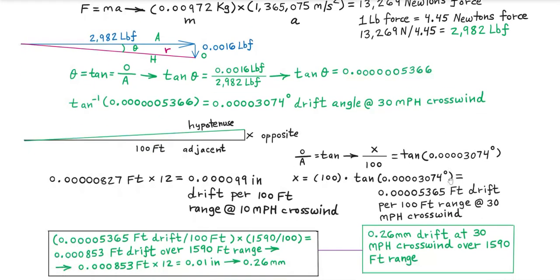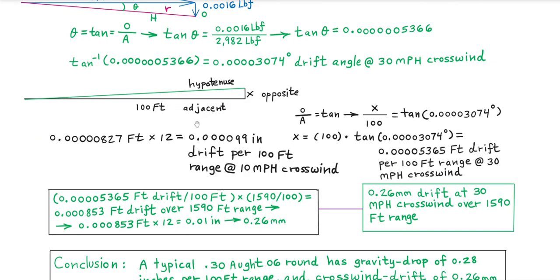So then we reapply this such that we have the crosswind identified on the west to east vector as we intended. We just limit 100 feet of range for the adjacent. The opposite is the crosswind drift with respect to the angle we calculated, and then we have the hypotenuse on the top. So now we just apply tangent once again, opposite over adjacent. In this case, it's x opposite over adjacent 100 feet. X over 100 is equal to the tangent of the angle we calculated up here.